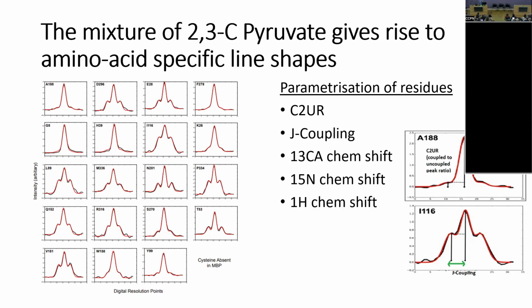So they would measure the spectra for MBP. They knew what the correct labels were for the amino acids. Then they would experimentally measure the coupled to uncoupled peak ratio for each amino acid type, and hence they could give distributions for where these amino acids should fall. And on top of this, they would also parameterize the J coupling distance between them, which was also amino acid dependent. And so by measuring these distances, they knew the distributions that these amino acids should fall into. And this gives extra information for sequential assignments and also for the assignment of the amino acid type.